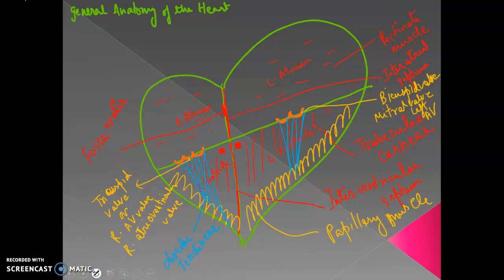So this valve right here is called the pulmonary semilunar valve. This is the pulmonary semilunar valve. And this valve right here is the aortic semilunar valve. So we have the pulmonary semilunar valve and the aortic semilunar valve.